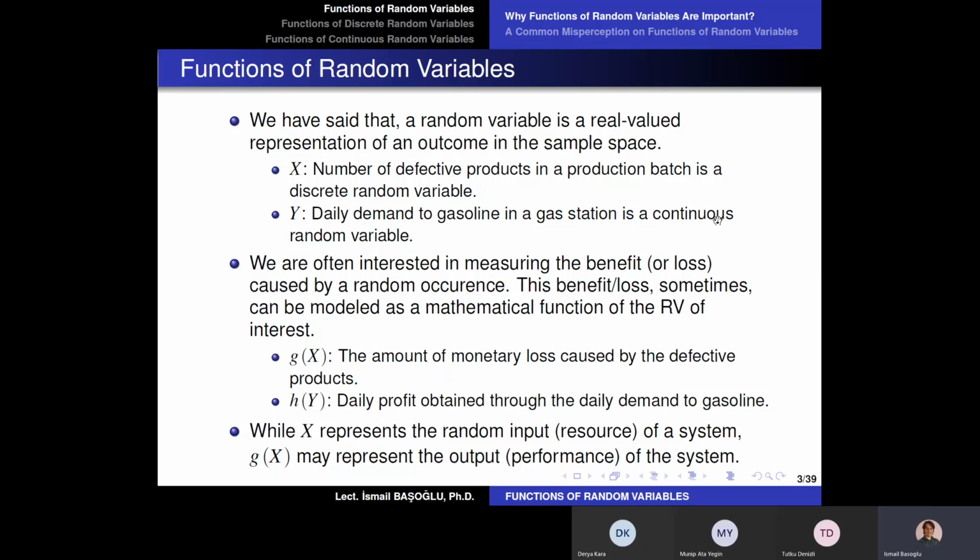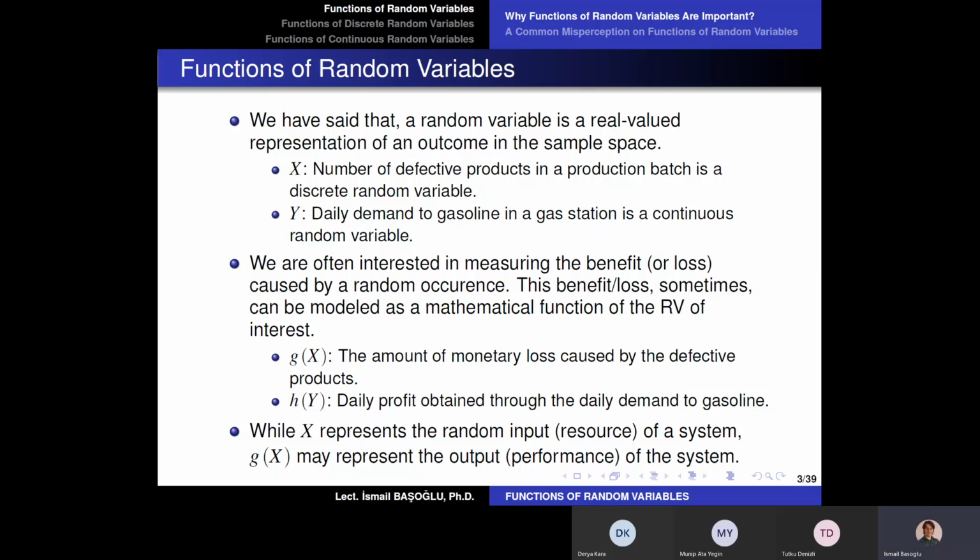Okay, so the daily demand for gasoline, by the way, gasoline is a liquid product, if you see. Therefore, the daily demand for gasoline should be a continuous random variable because people are not purchasing gasoline in discrete quantities, but they are purchasing gasoline in continuous amounts, right? Continuous amounts. So the daily demand for gasoline is a continuous random variable, and it can be modeled by, for example, a normal random variable.